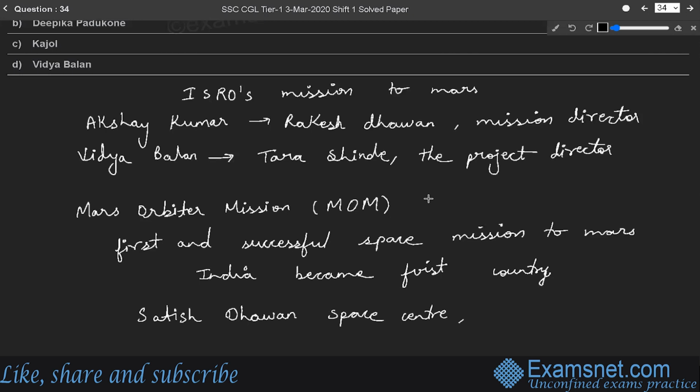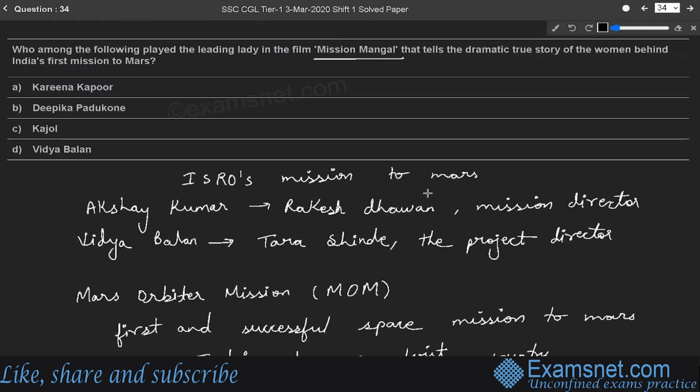So I hope you have enough information regarding this question. And the very obvious answer to this question is option D, Vidya Balan. She was the leading female actor and she got the leading role in this movie Mission Mangal.